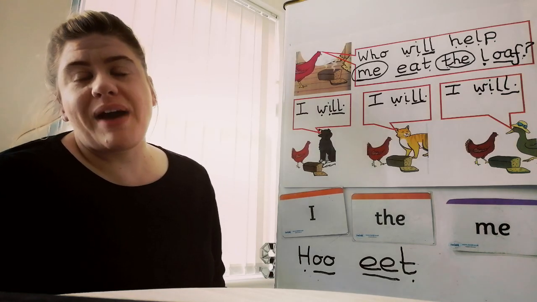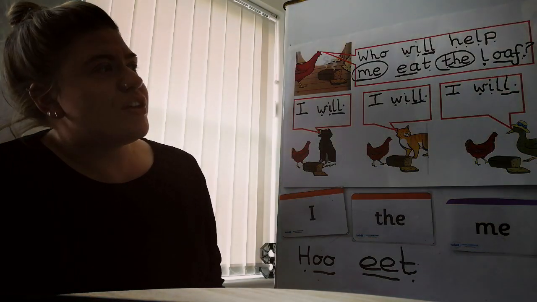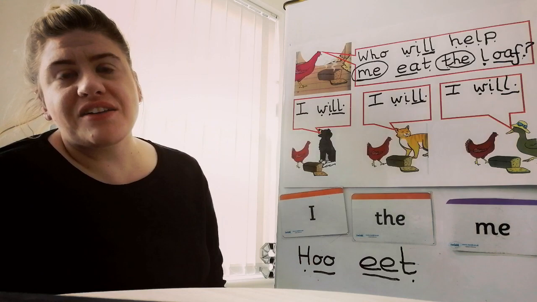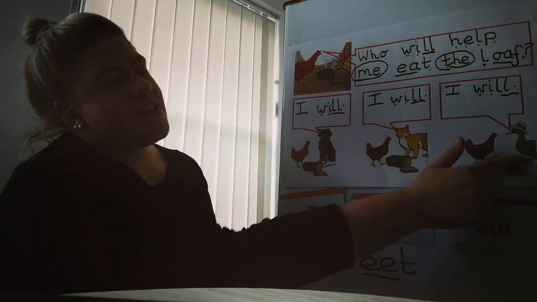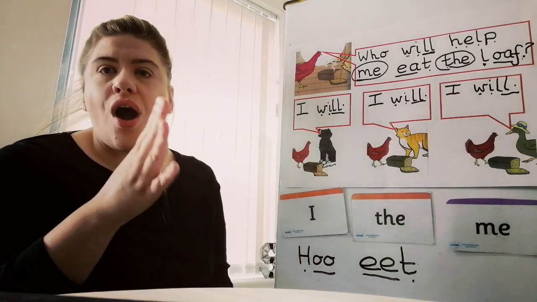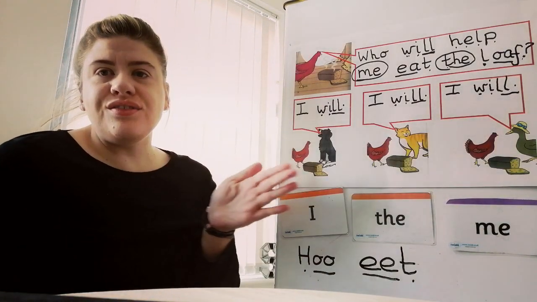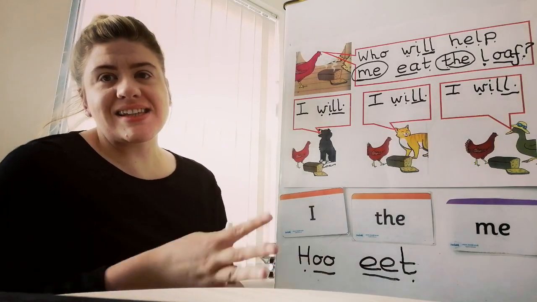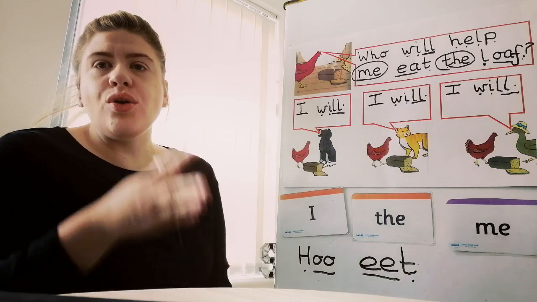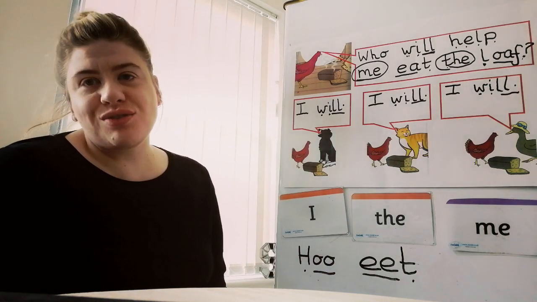You might even want to go away and write the story yourself if you feel like you can. You might just do the speech bubbles, or you might draw the characters and label them, like dog, d-o-g, dog, or hen, or cat, or duck. So there's lots and lots of ideas that you could do.